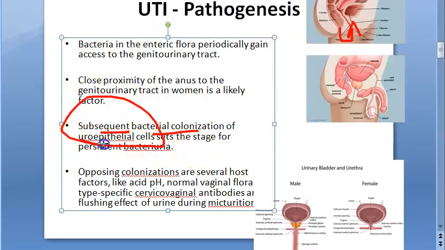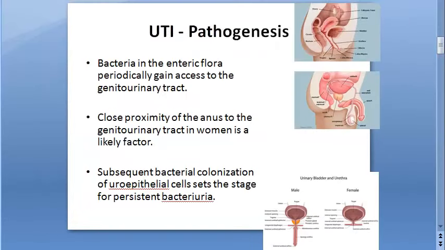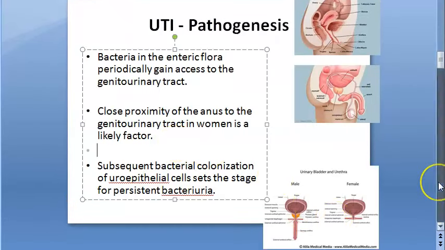So what is colonized? The uroepithelial cells. This will lead to bacteruria. What is bacteruria? Bacteria in urine. So this bacteria in urine is a risk to the entire urinary system. Now let's look forward at what happens beyond this stage.